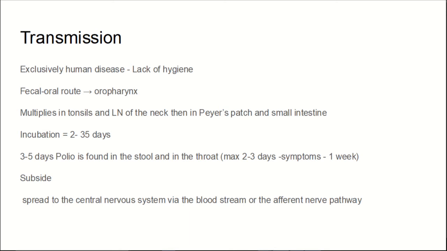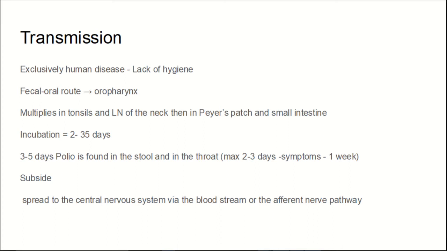Usually, when it goes into the oropharynx, it multiplies or replicates in the tonsils and lymph nodes of the neck, and then moves on to the Peyer's patches and small intestine. The incubation period could be from 2 to 35 days before symptoms appear, but within 3 to 5 days, you will see polio in the stool, and if you do a throat swab at that time, you will also see polio there. Either it will subside, like the case study said, where some kids just had prodromal flu-like symptoms, or it will spread to the central nervous system via the bloodstream or the afferent nerve pathway.